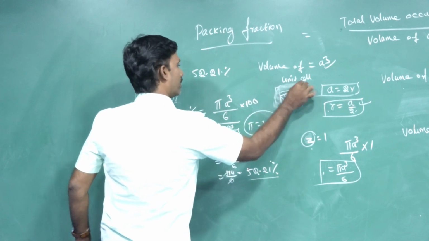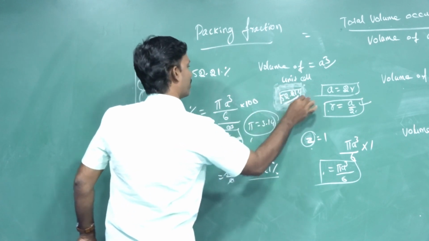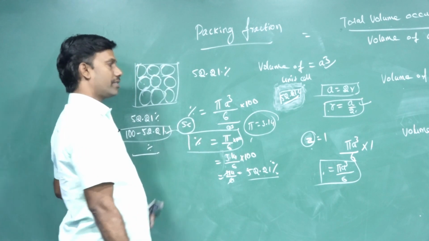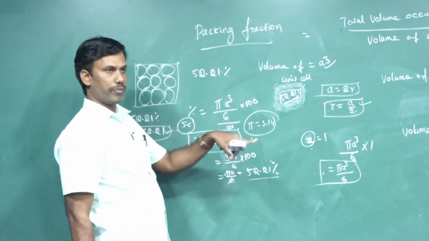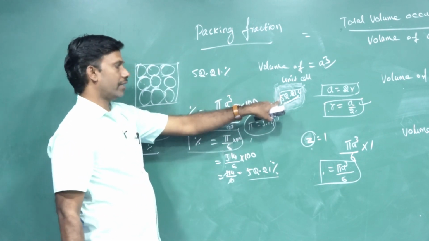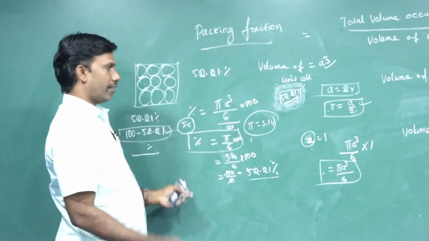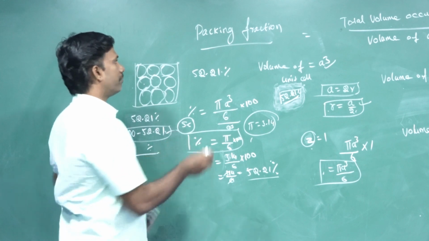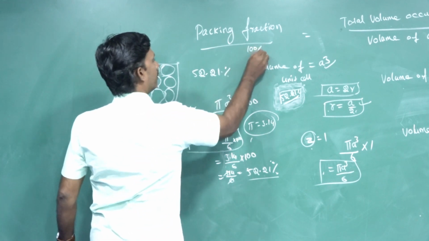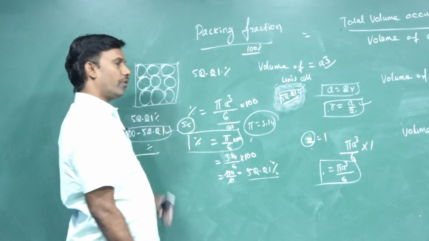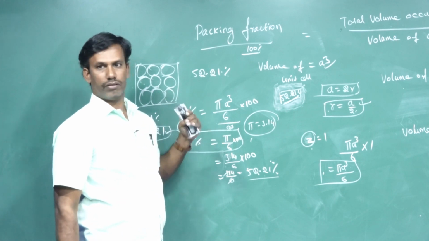The question may be asked in one word: what is the empty space left over in a simple cubic, or what is the space occupied by the sphere in a simple cubic? If they ask for empty space, you apply 100 minus 52.1 and you will get the answer. See, the efficiency is never 100%; it will be less. If the packing is more efficient, it is more stable.